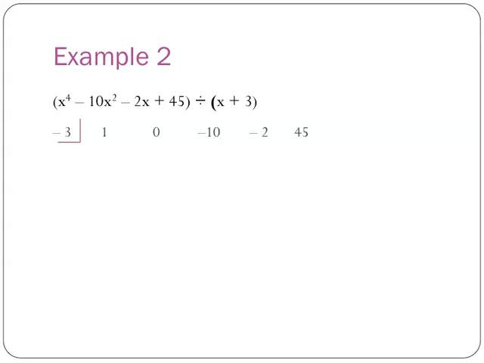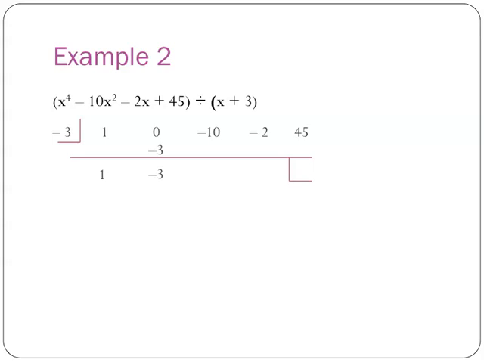Now let's go ahead and go through the process. So I'm going to draw a line down here. The first thing you're going to do is take that 1 and bring it down. After you've done that, then for the rest of the process, you're going to multiply and add. Multiply and add. So 1 times negative 3 is negative 3. We're going to add 0 plus negative 3 is negative 3.